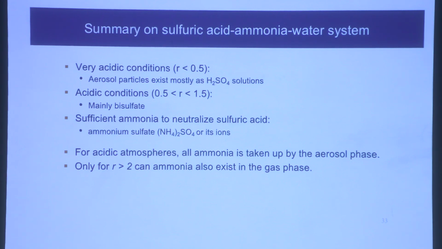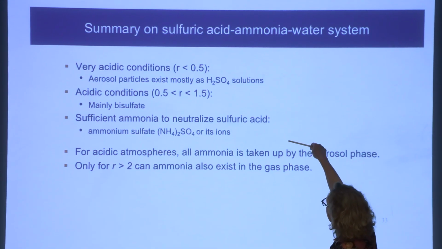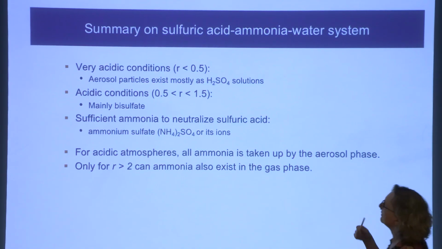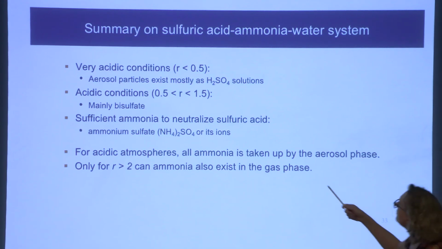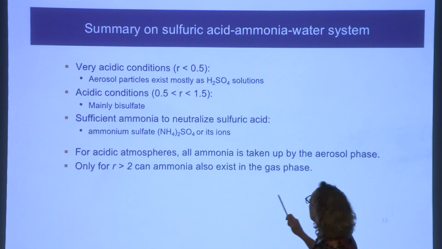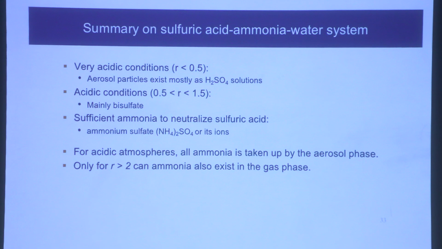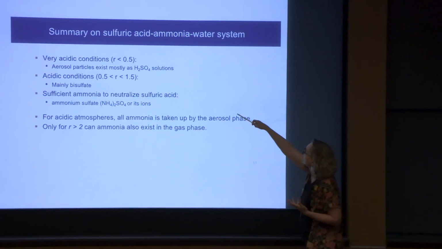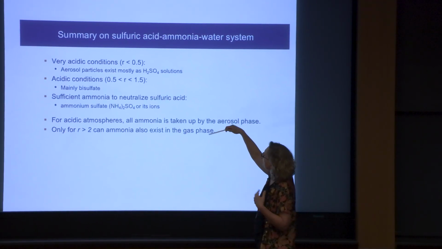Yeah, and so for the sulfuric acid and ammonia water system, the key point that I didn't mention here is that to actually form ammonium sulfate, you need twice as many moles of ammonia compared to sulfate, right? To fully neutralize it. And only then can you have ammonia left over in the gas phase. If you have more than this ratio of R, the ratio of sulfuric acid to ammonia.